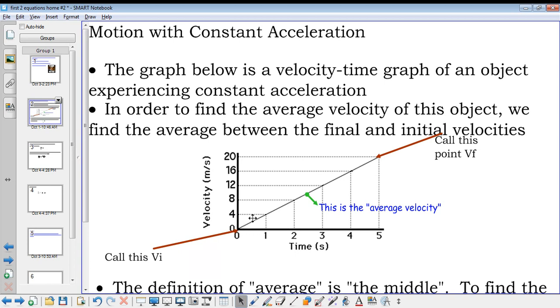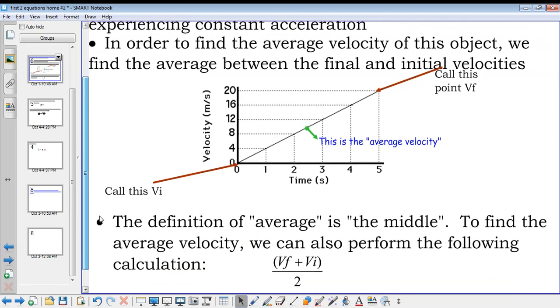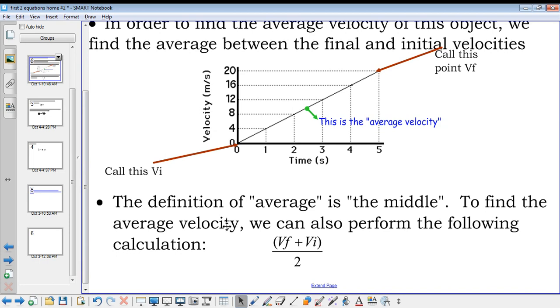And then, if I wanted to find what's called the average velocity that this object is experiencing, well, that's just in the middle between the final velocity and the initial velocity, or it's the average of those 2 points added together and divided by 2. So if I take a look here, the definition of average is in the middle. So to find the average velocity, all you have to do is add together the final velocity plus the initial velocity, divide by 2, and you'll get your answer.